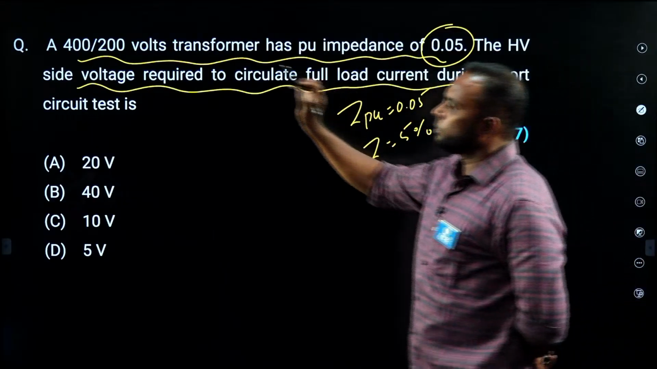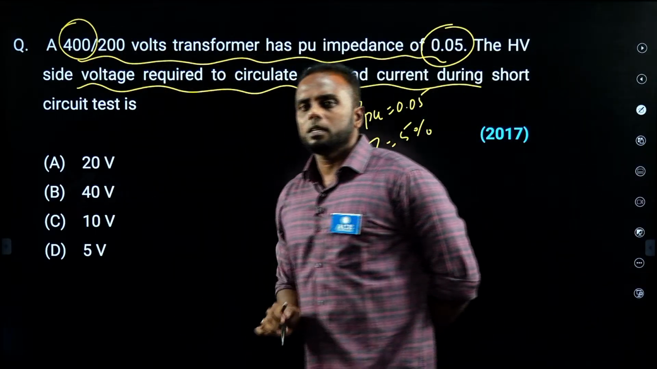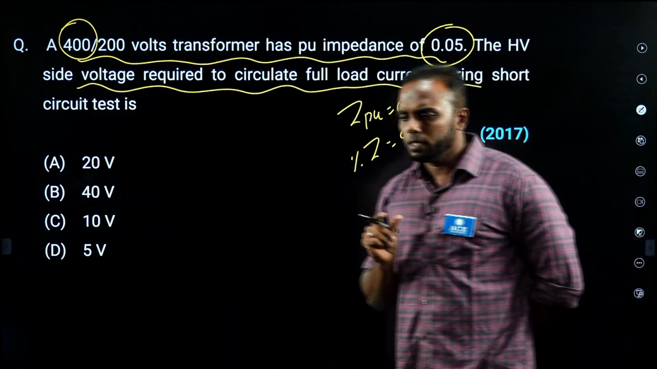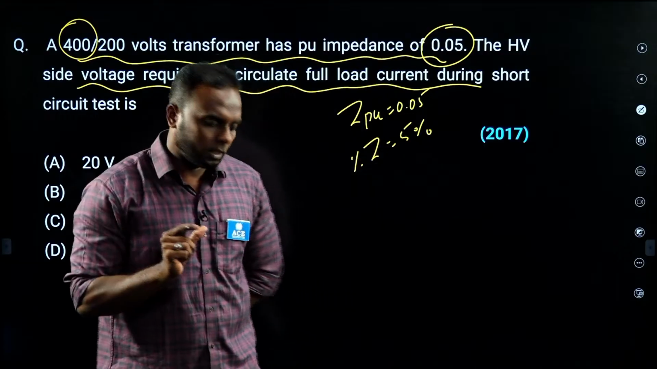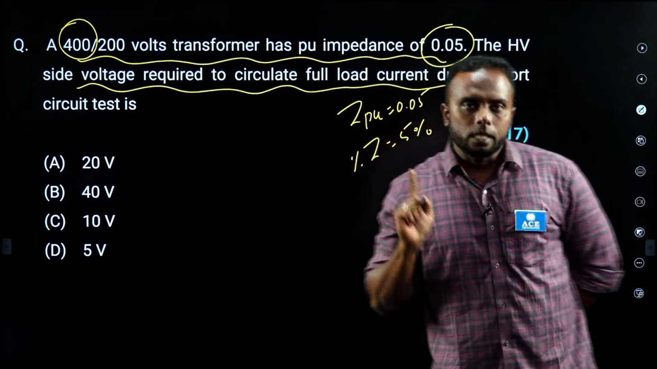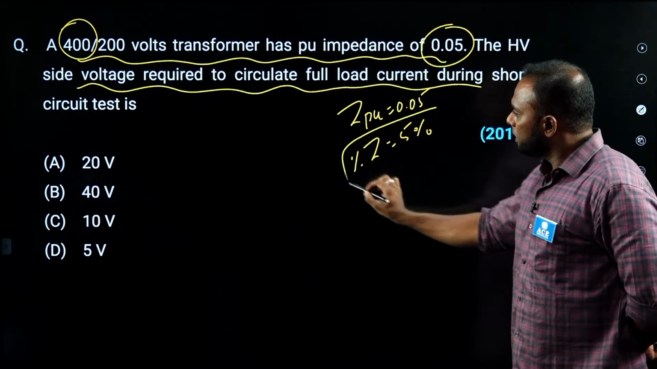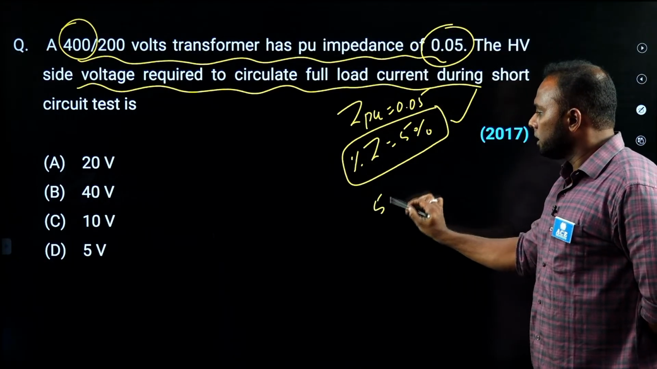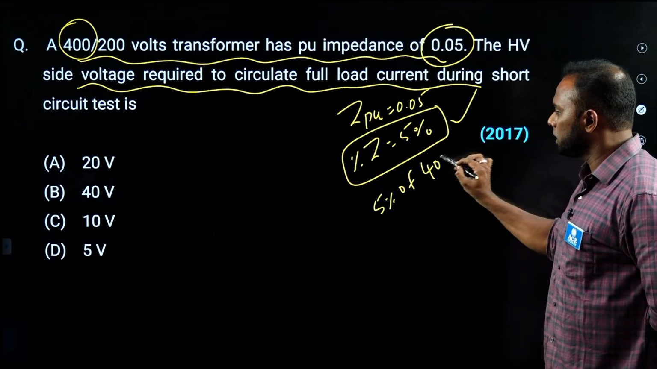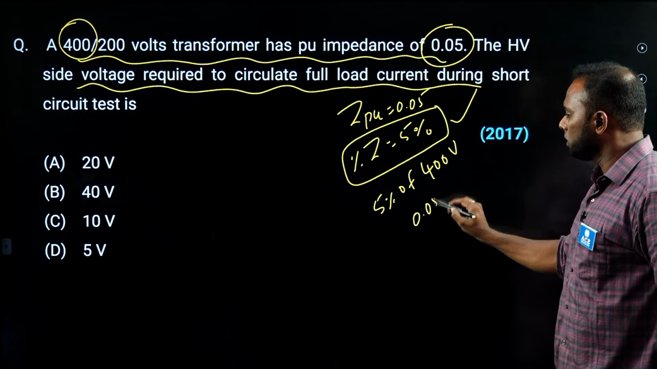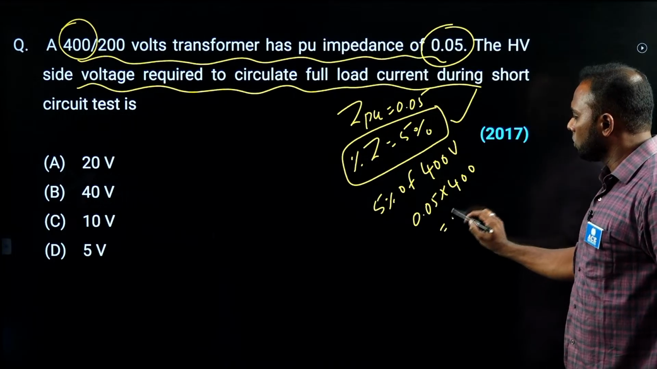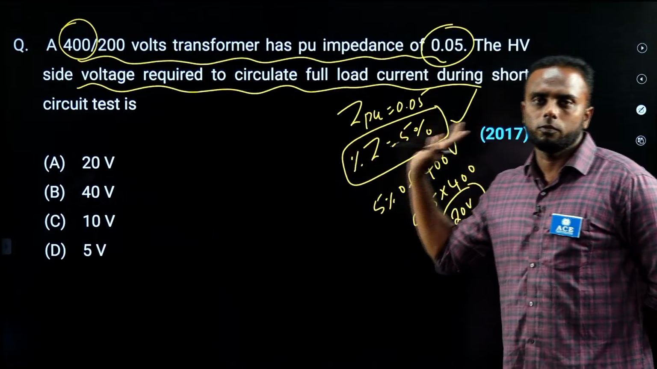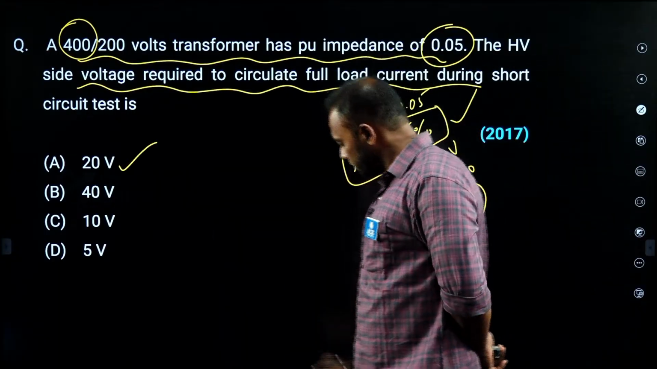What is the HV voltage first here? 400 volts. But rated voltage we don't apply in short circuit test. How much voltage do we apply? A small voltage, but how much exactly? Whatever the percentage impedance of the transformer is, that much percentage of voltage we need to apply. 5%. Now what is 5% of 400 volts on the HV side? 0.05 into 400, nothing but 20 volts. So if you apply 20 volts on the HV side, then rated current will flow in the winding. So option A it is.